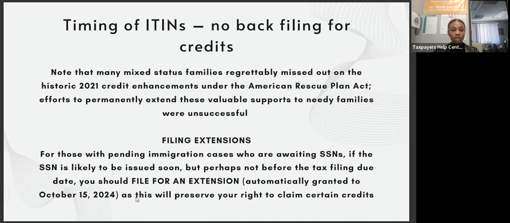Filing extensions. For those with pending immigration cases who are awaiting a Social Security number, if the Social Security number is likely to be issued soon, but perhaps not before the tax filing due date, you should file for an extension. This will automatically be granted to October 15th, 2024, if I'm not mistaken, as this will preserve your right to claim certain credits.